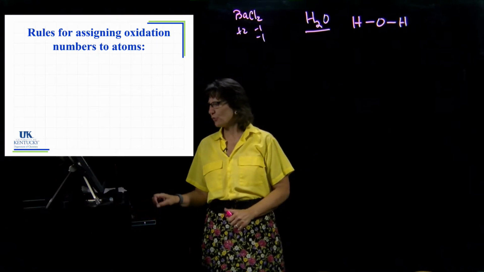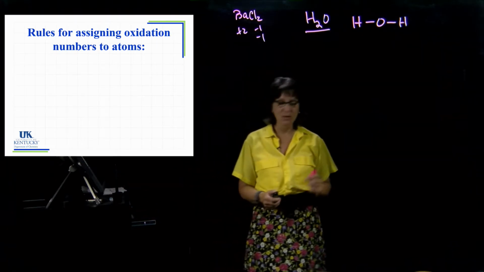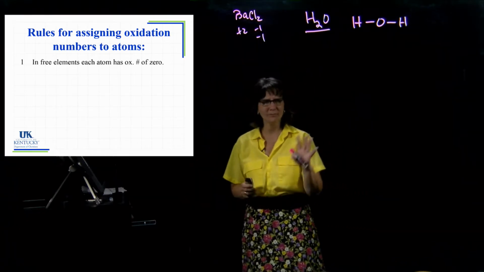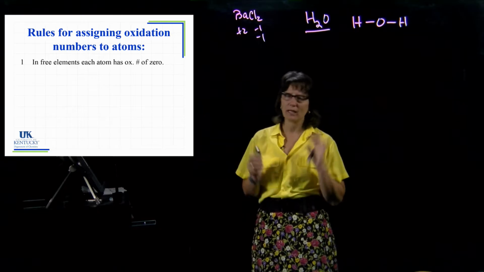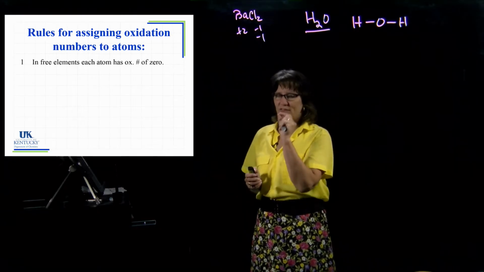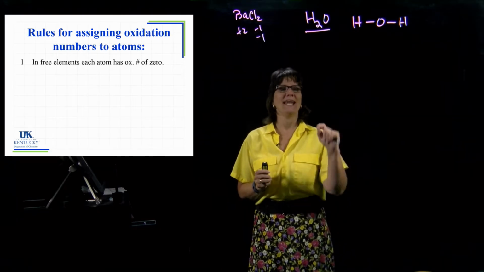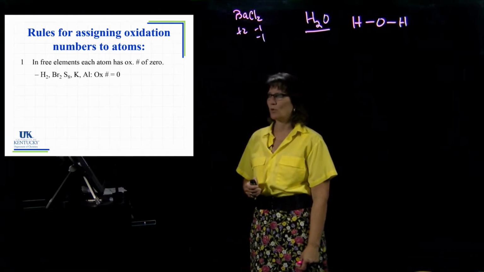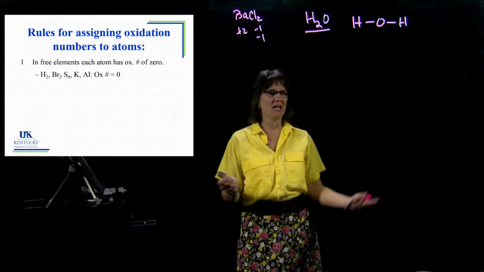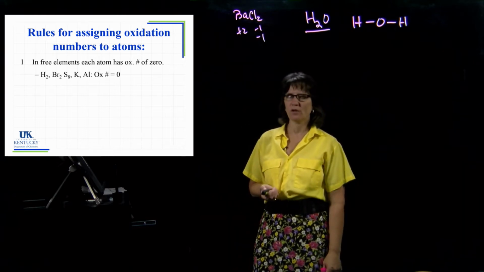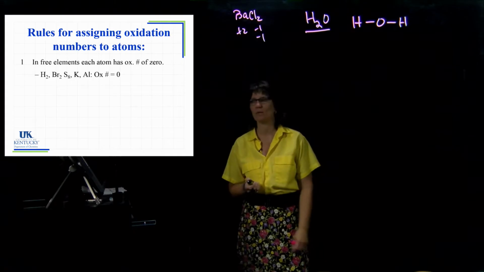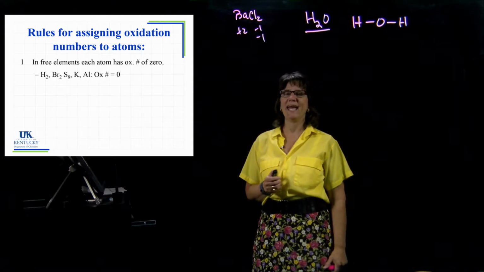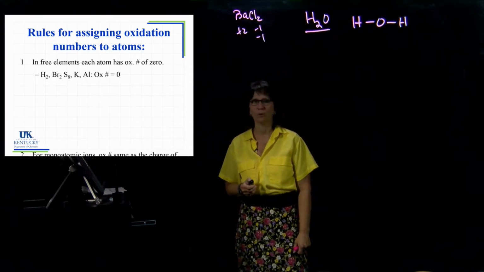So let us go through the rules one at a time here, and then we'll practice them. Let's just talk through them a little bit. I've already been mentioning this, and students let go of this and forget it all the time. If it's an element by itself, it has no charge. It will have an oxidation number of 0. So here are several examples. Diatomic molecule H2 has an oxidation number of 0. If I gave you a piece of aluminum foil, that's the element aluminum. It has an oxidation number of 0.